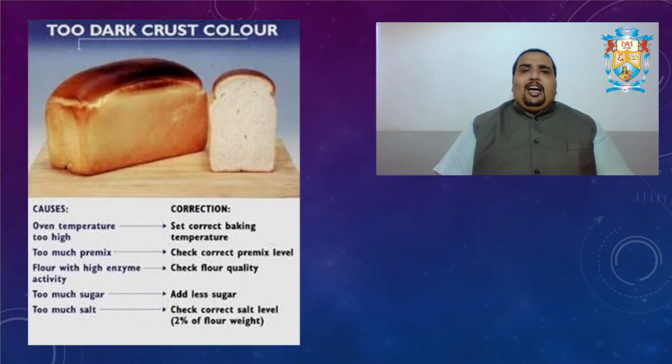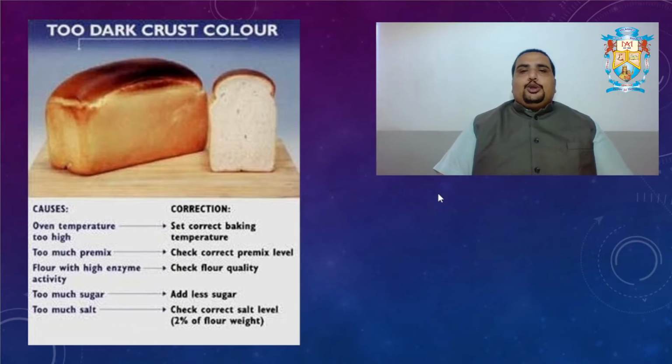Next, flour with high enzyme activity. Now, when the enzyme activity is more, there are more chemicals that are released. Because of this chemical release, the bread turns a darker color. So this is also a reason. Too much sugar.